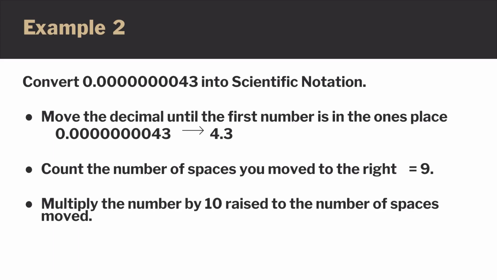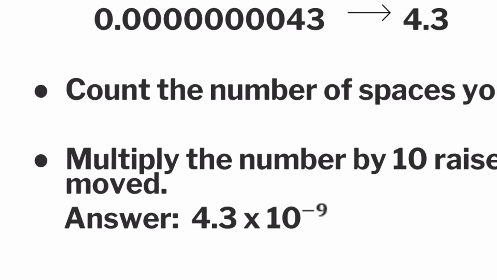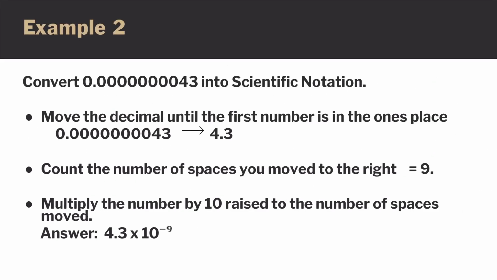So we'll take 4.3 and we'll multiply by 10 raised to the number of spaces moved. And because it's to the right, it'll be a negative 9. So our final answer is 4.3 times 10 to the negative 9. Because we moved the decimal to the right, the exponent is negative. A negative exponent tells you that we are dealing with a very small number.